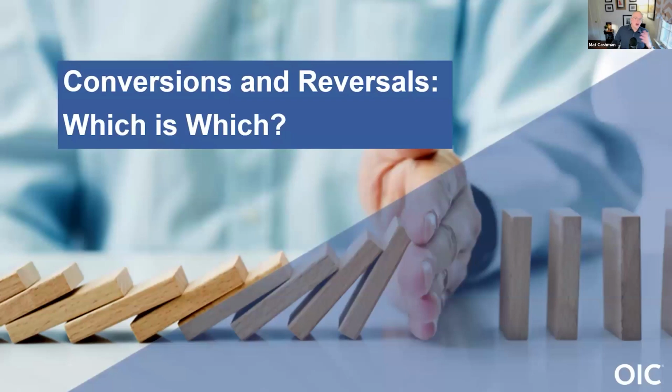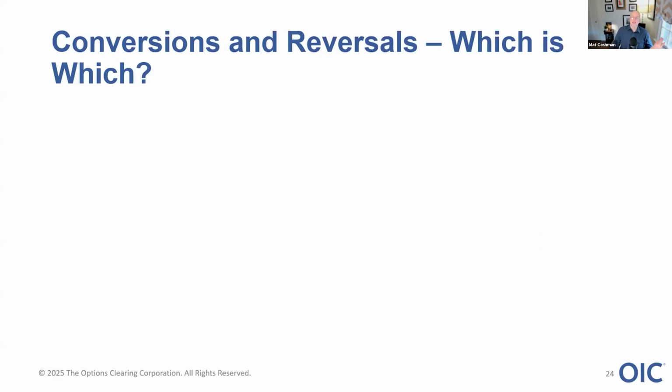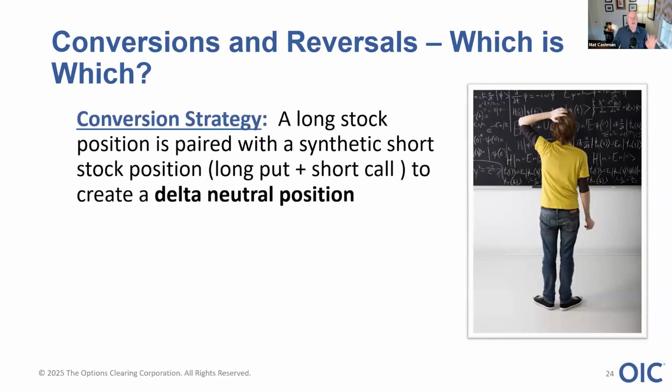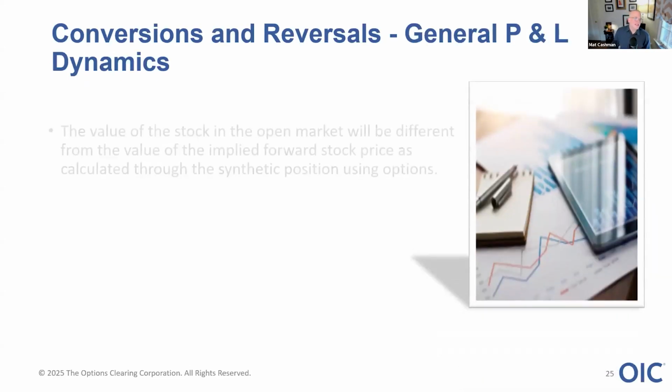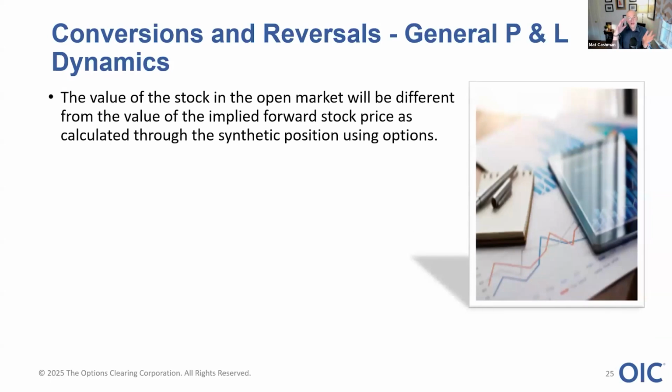Now, let's talk about conversions and reversals as a function of this. Again, conversions and reversals, which one is which? Conversions are actual long physical stock paired with short synthetic stock. Reversals are short actual stock, short physical stock, paired with long synthetic stock. So let's take a look at their actual P&L dynamics as it pertains to when you put these two things together, the synthetic part that we just talked about and the actual stock position, whether it's long synthetic and short physical stock, or short synthetic and long physical stock.